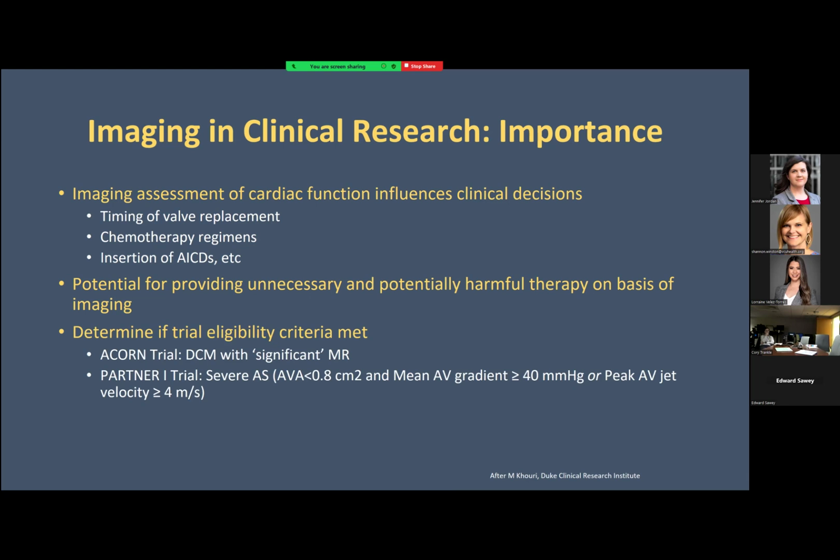Core labs also have the ability to help determine if trial eligibility is met. So an example would be the ACORN study, where they were enrolling patients with dilated cardiomyopathy who had, quote, significant MR. How do you tell if a patient has significant MR? You're going to image them. So the core labs did a research scan on all of the patients so that they could see if they were eligible to then enroll into the study. And you see a similar metric here for the Partner 1 trial.